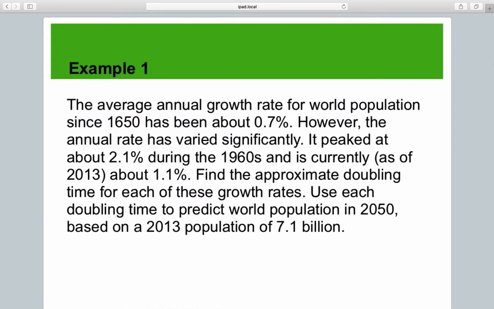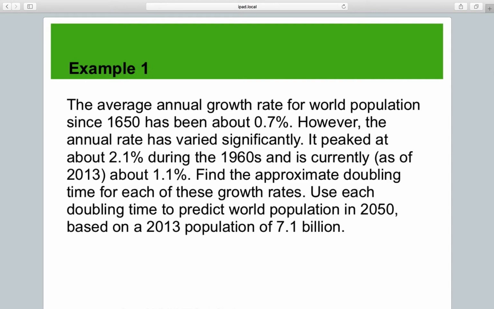Okay, the average annual growth rate for world population since 1650 has been about 0.7%. However, the annual rate has varied significantly. It peaked at about 2.1% during the 1960s and is currently, or as of the last decade, about 1.1%. So what we're going to do is find the approximate doubling time for each of these growth rates, and then we'll use each doubling time to predict world population in 2050 based on 2013's population of 7.1 billion.